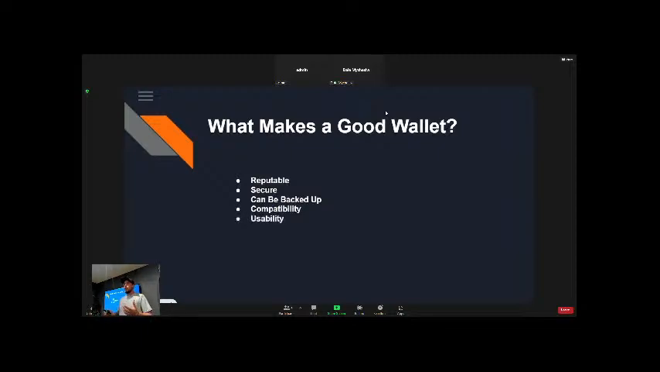Usability, is it easy to use? Is it overly complicated? Now this obviously varies on your technical skill. Easy wallets might not be for everyone. Hard wallets aren't for everyone either. Some people need more customizability for custom use cases, whereas some people just need to be able to send, receive, and hold. So that greatly varies depending on you, right?